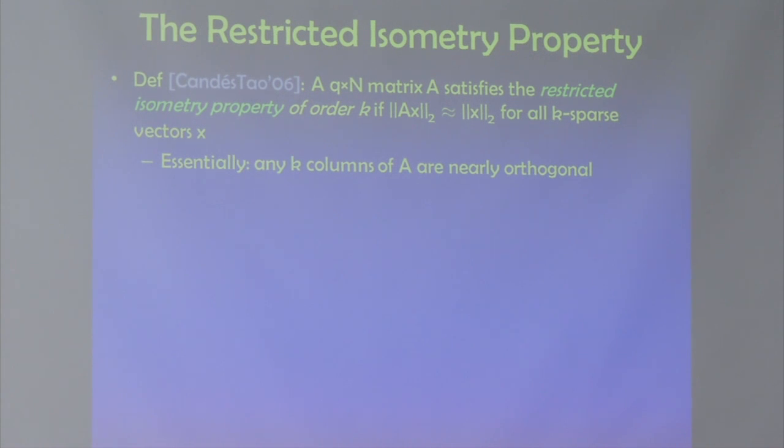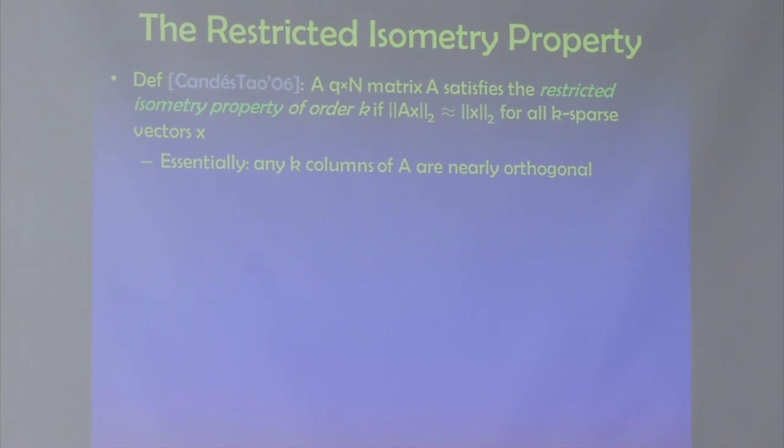This was introduced by Candes and Tao in 2006. And it's a very simple property. They say that a matrix has this restricted isometry property if whenever you take a k-sparse vector X, namely a vector with only k non-zero entries, the norm of AX is roughly the norm of X. I won't make it precise, but up to some 10% or so, they should have the same L2 norm.